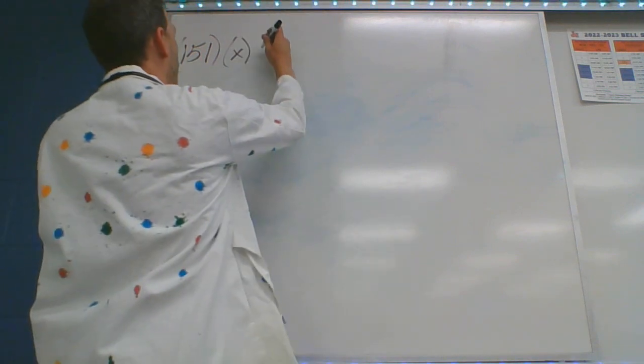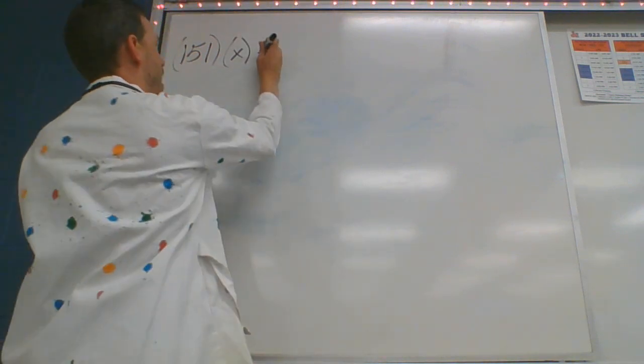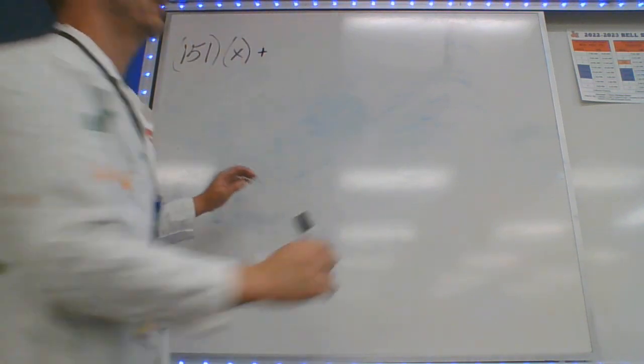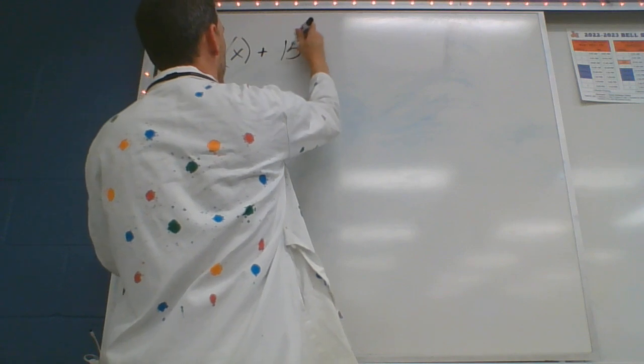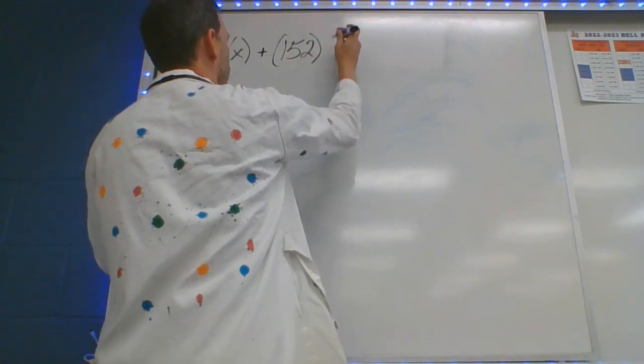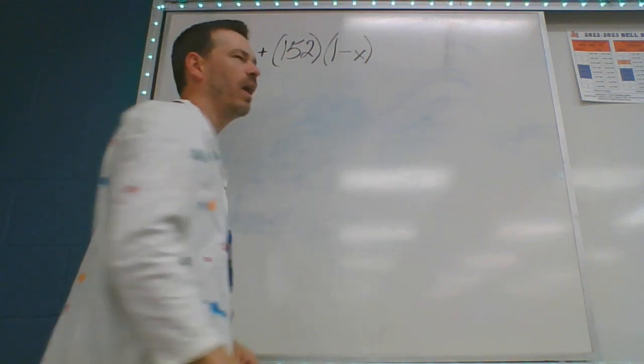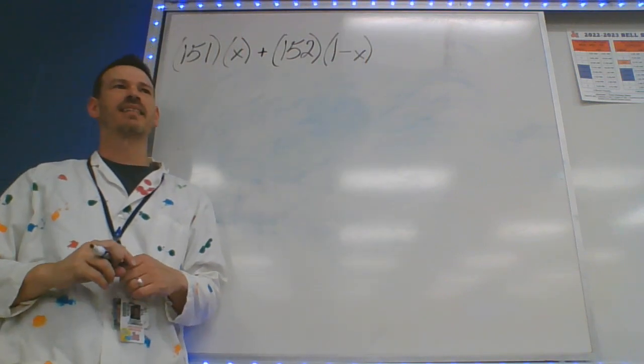Following along, plus, just like we did on Friday, we were adding the data sets together, the other isotope mass of 152 times 1 minus X. 1 minus X.